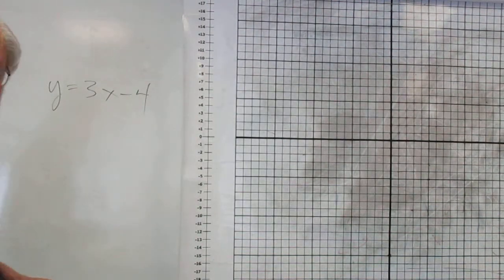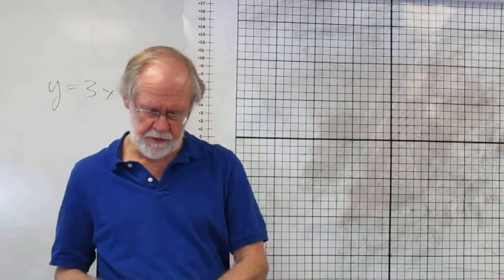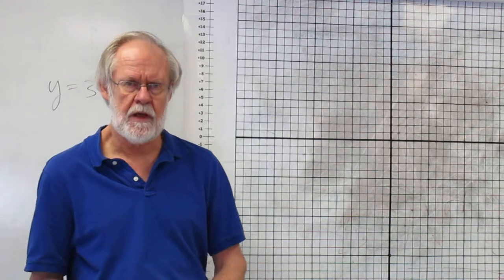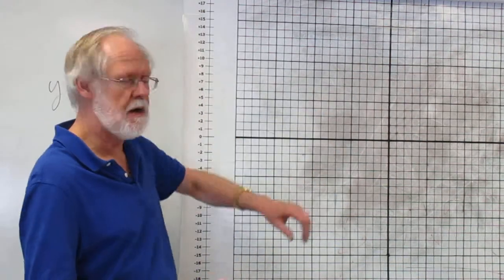Hi there, I'm Mr. Orr, and we're looking today at section 5.6, which is graphing inequalities in two variables. So if you have two variables, that means we're going to be on a coordinate grid.